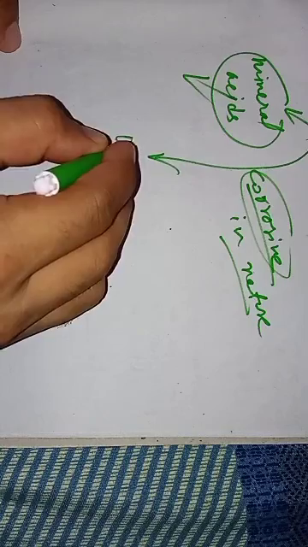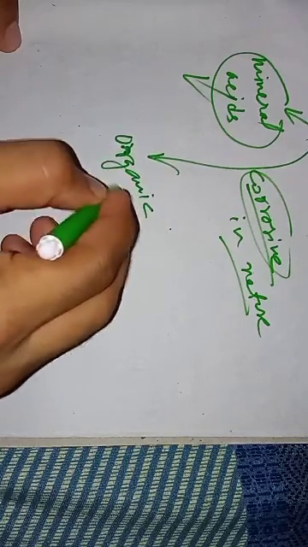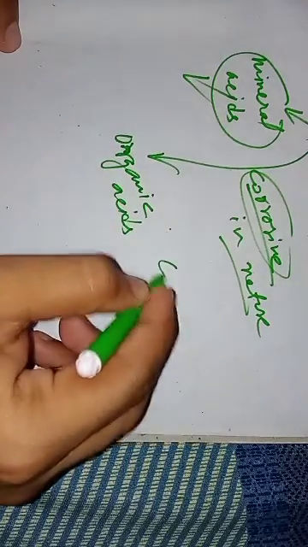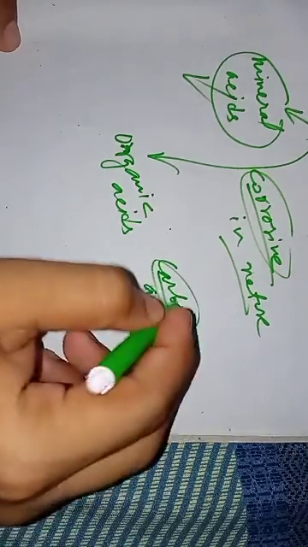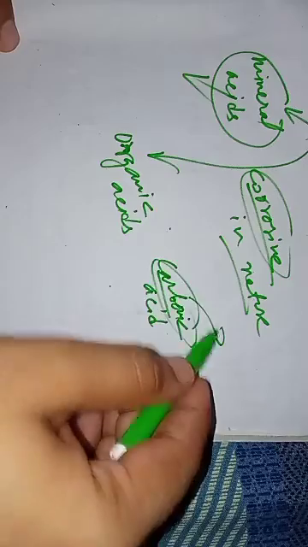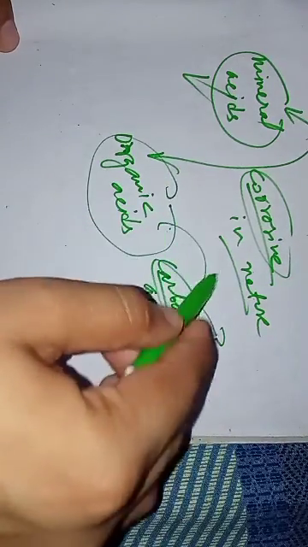Whereas if you take organic acids, or carbonic acid, although carbonic acid contains carbon, it is an inorganic acid. Okay, so organic acids, including the carbonic acid, are not corrosive in nature. They don't harm our skin. They are not harmful in comparison to the mineral acids.